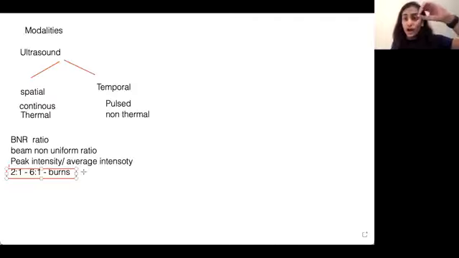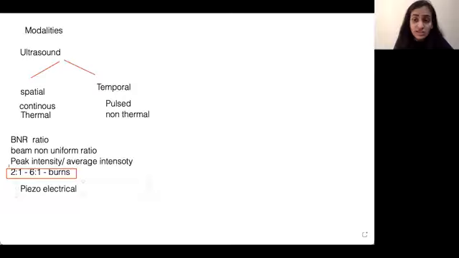Do you all know that inside the ultrasound head, there is something which is called a piezoelectric crystal? Yes, your quartz crystal. So you have a crystal which is there inside. That crystal, the quality of that crystal determines your BNR.